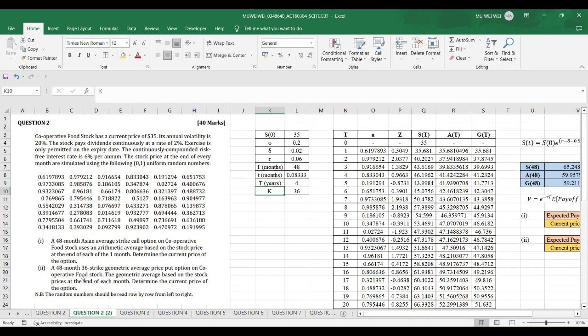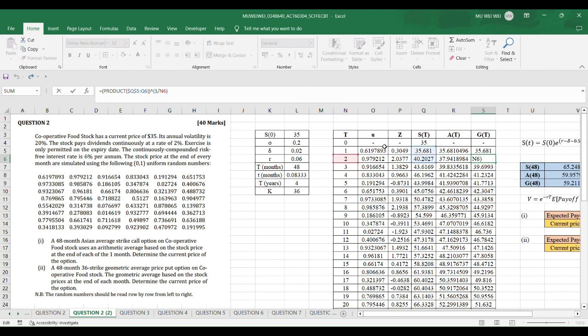From the question, a 36 strike means that K equals 36. To get the geometric average, it is the product of ST to the power of 1 over T. So when T equals 1, the geometric average would be the product of S1 to the power of 1 over 1, so it should also be the same value as S1, which is 35.681.